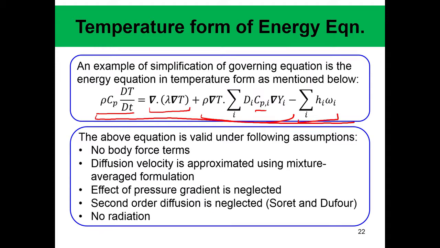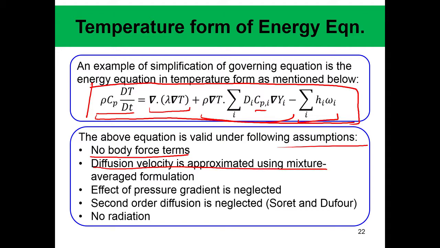All right. Now, this equation is valid under of course the following assumptions you must remember, but this is the equation that you have to solve in addition to other equations if you are solving for combustion in a CFD code or for analytical calculations. This equation is valid only under the following conditions: we do not have any body force term, and the diffusion velocity is approximated using a mixture average formulation. I will come to that later.